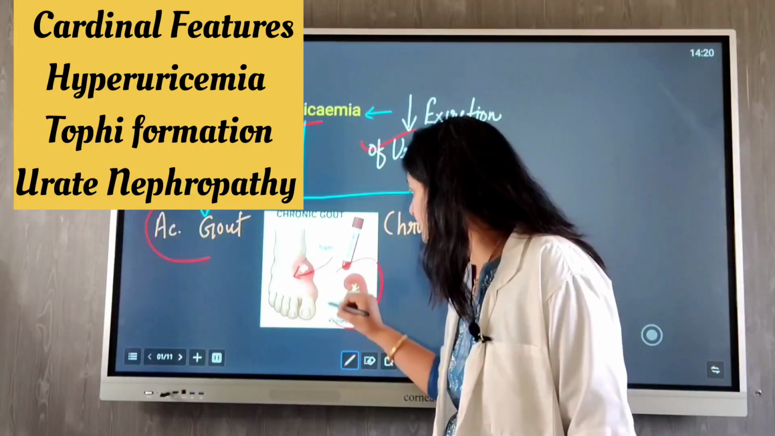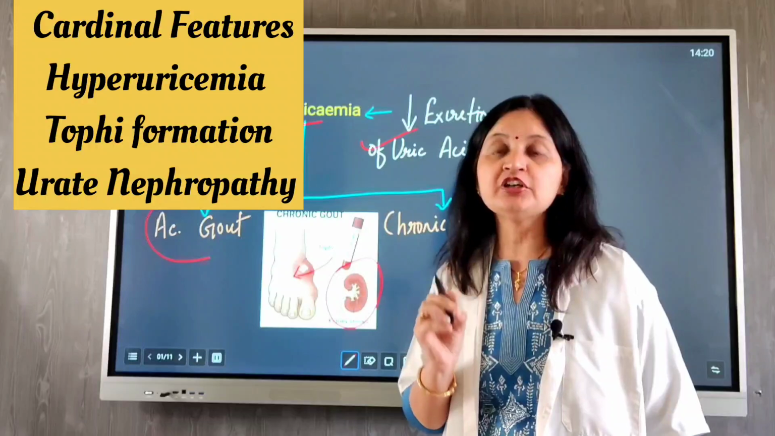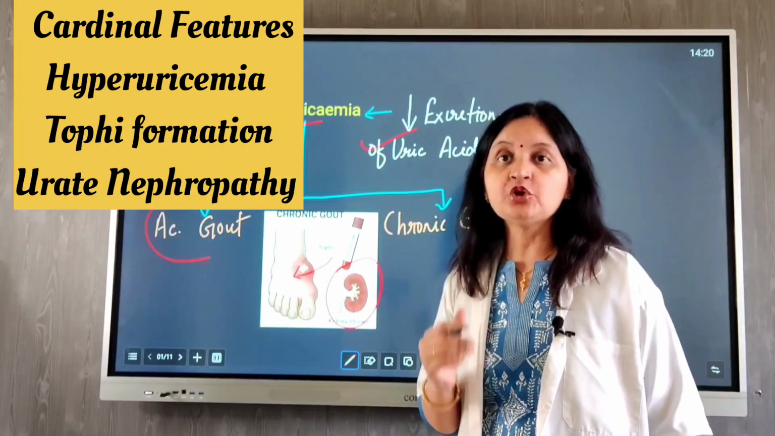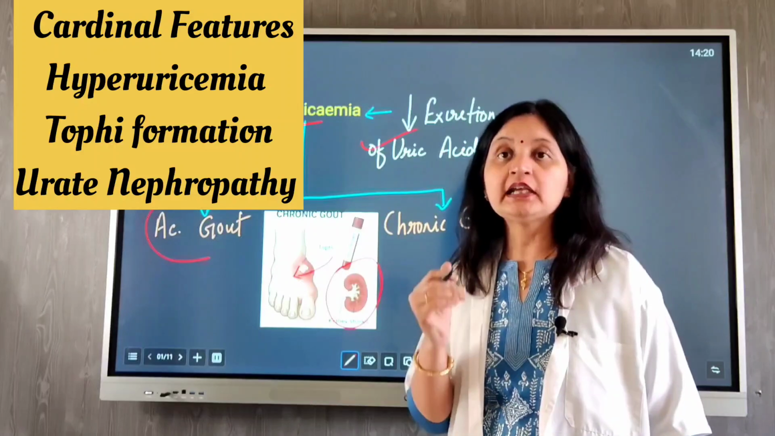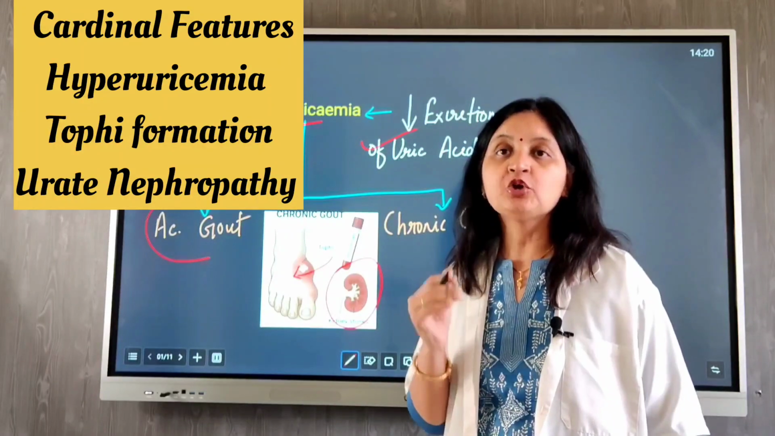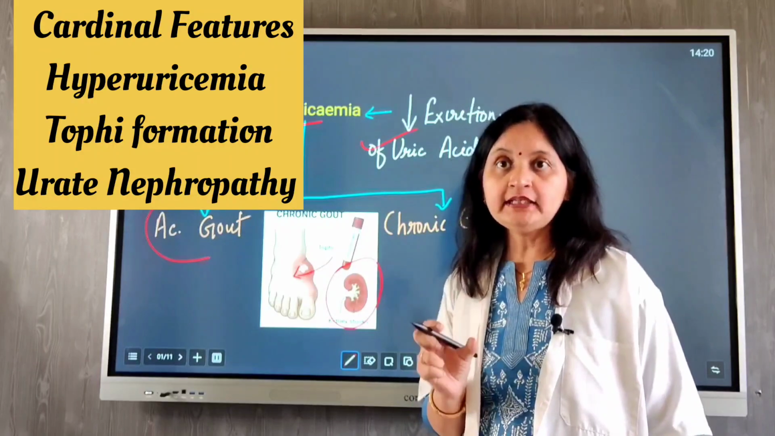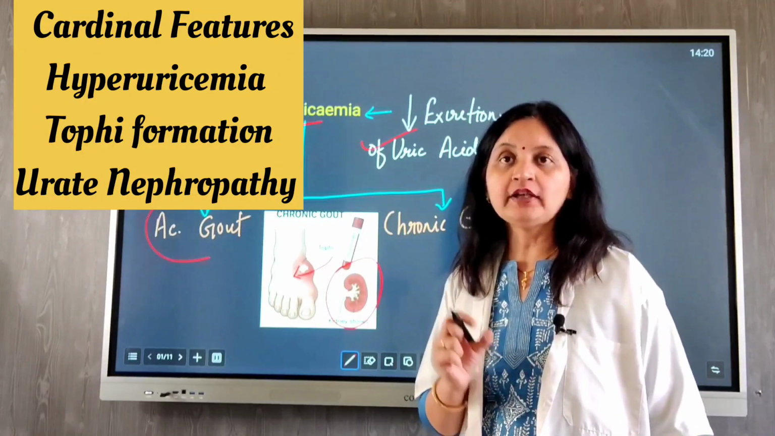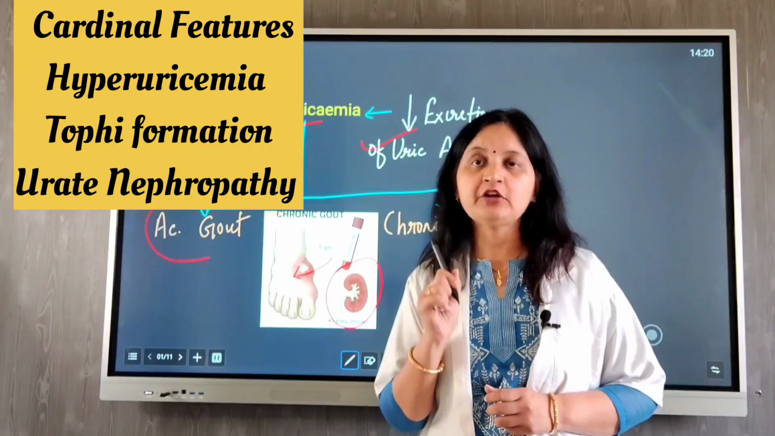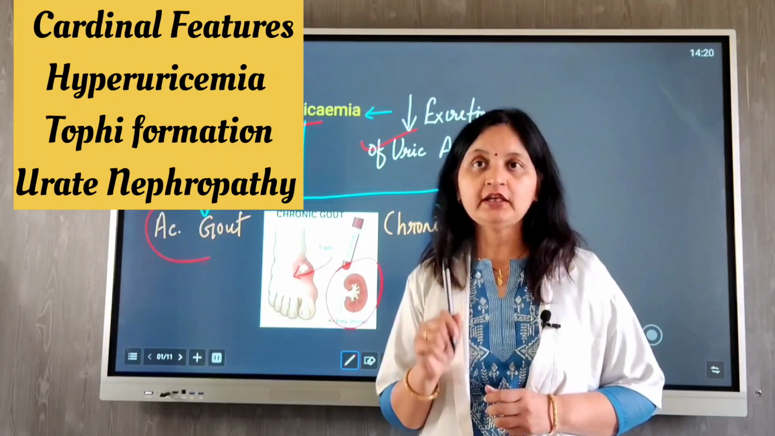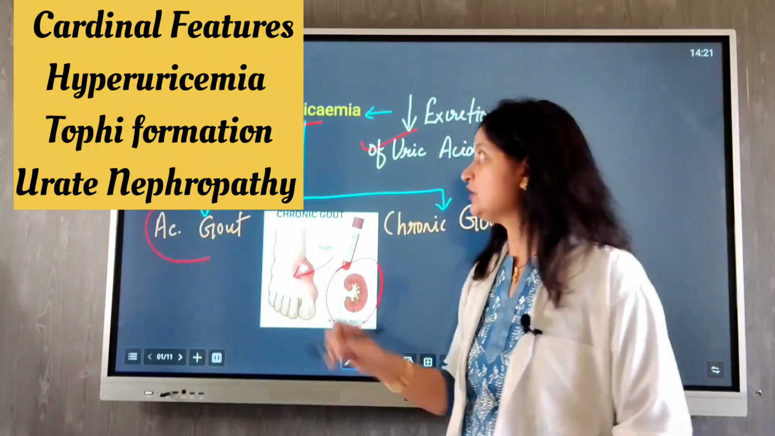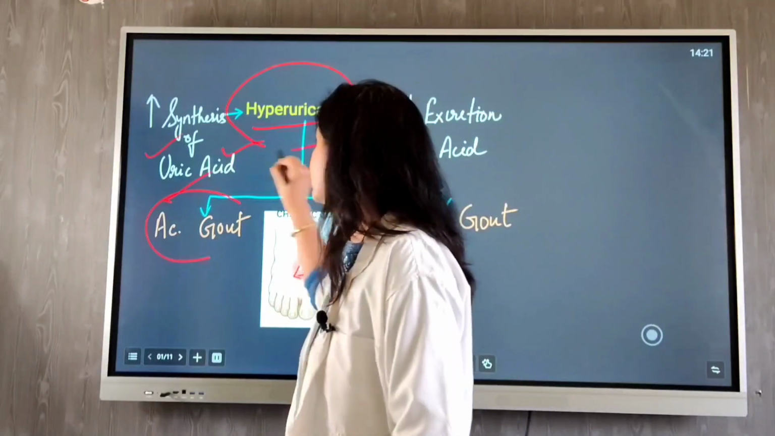Also, the uric acid crystals can be deposited in the interstitial tissue of the kidney. There can be crystallization of uric acid in the urinary tract, leading to a decline in kidney function, fibrosis, inflammation, and urate nephropathy. So, the kidney can be affected in chronic gout. The cardinal features of chronic gout are hyperuricemia, tophi formation, and urate nephropathy. The therapeutic goal in the management of chronic gout is treatment of hyperuricemia.